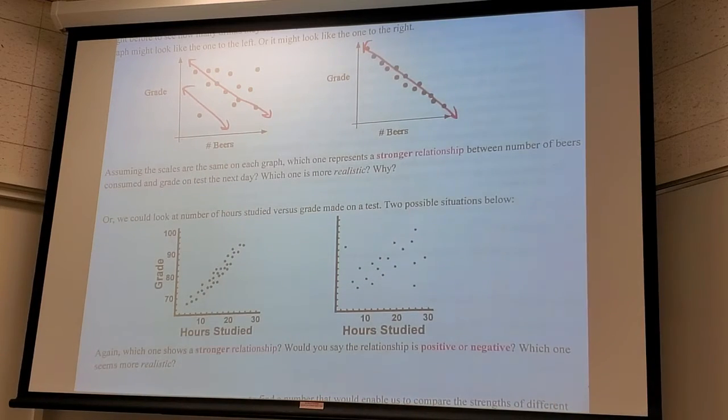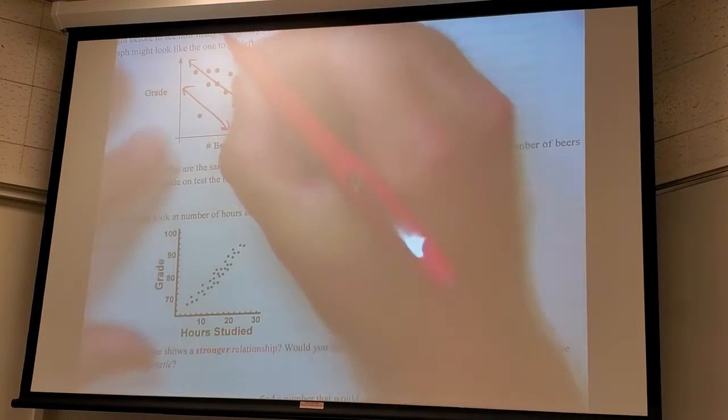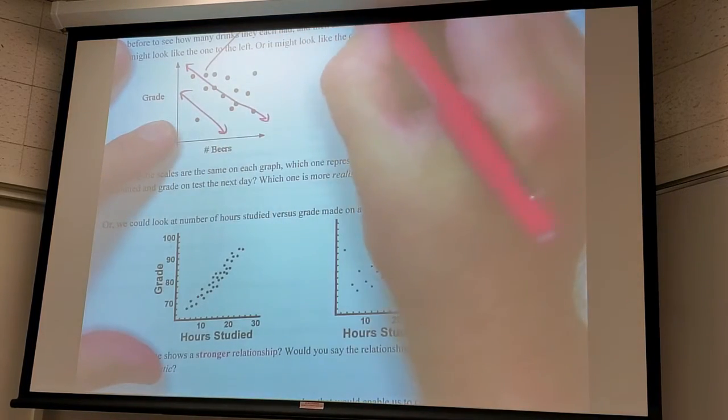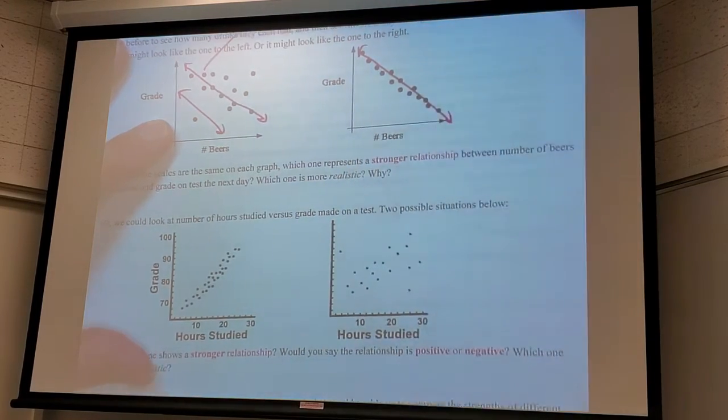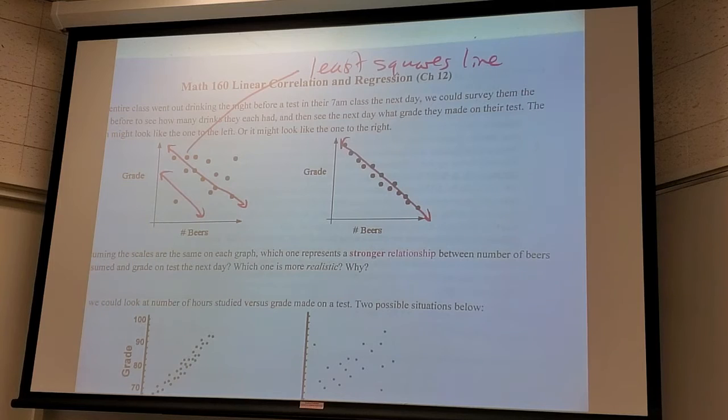Okay, maybe. So this one's also called the least squares line. Okay, that's funkadelic. It's better known as the best fit line, or the line of best fit.